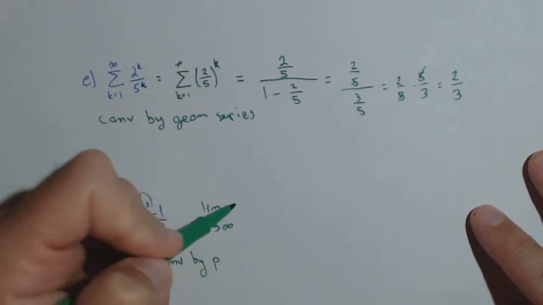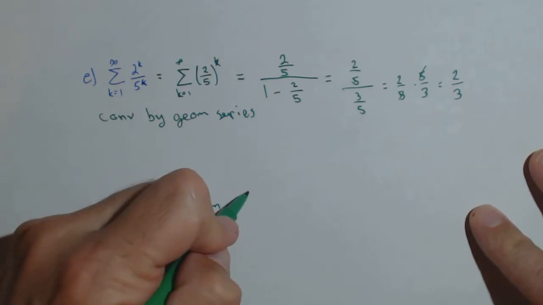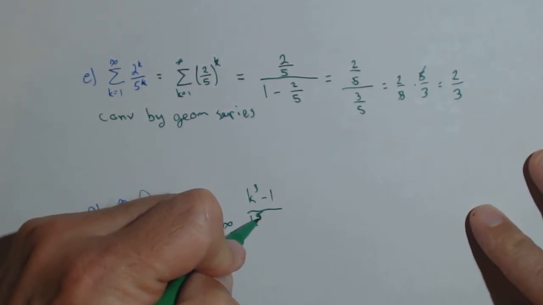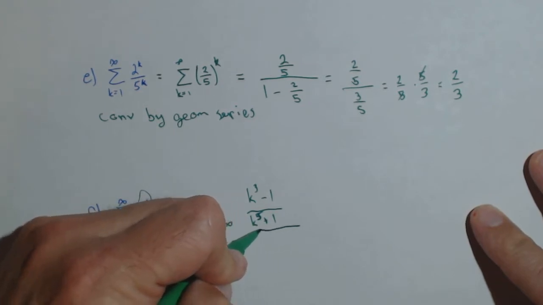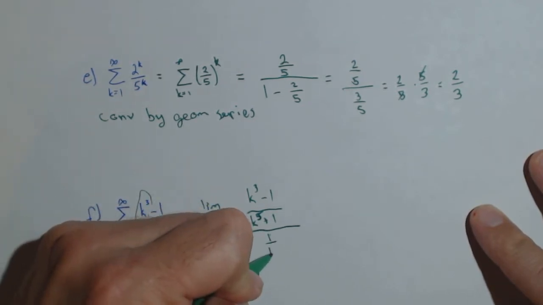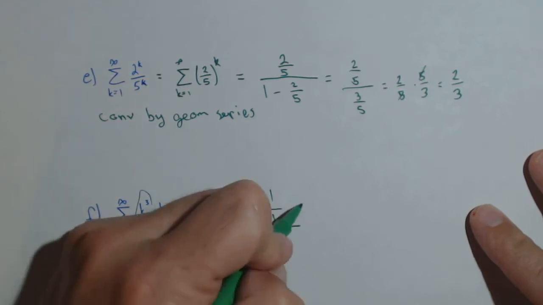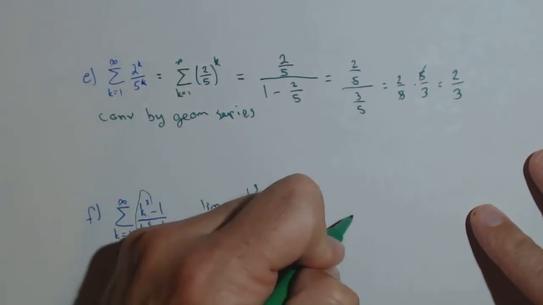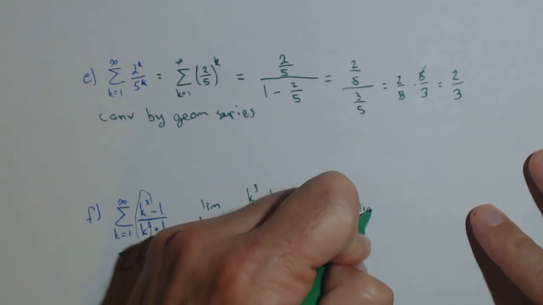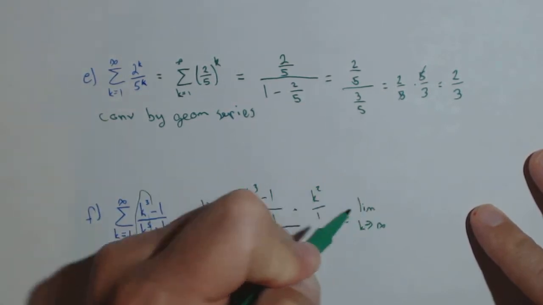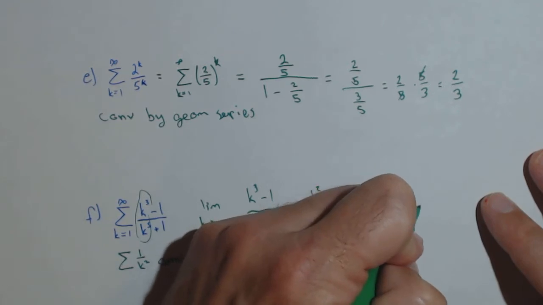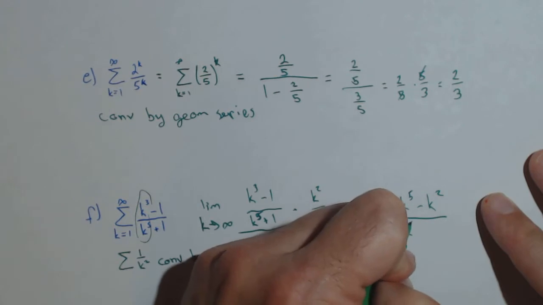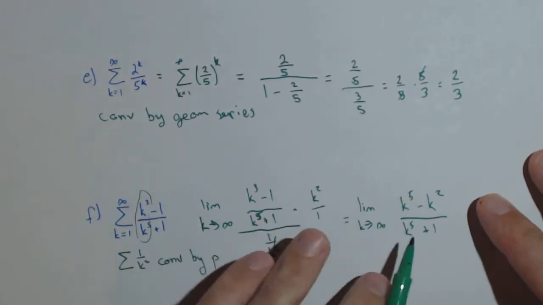So limit as k goes to infinity of the ratio of those two. k cubed minus 1 over k to the fifth plus 1 all over 1 over k squared. So first thing I'm going to do is multiply by that reciprocal. And that's going to give me limit as k goes to infinity of k to the fifth minus k squared over k to the fifth plus 1.